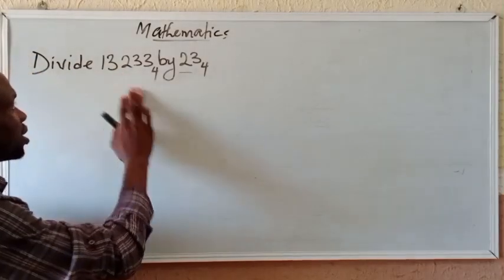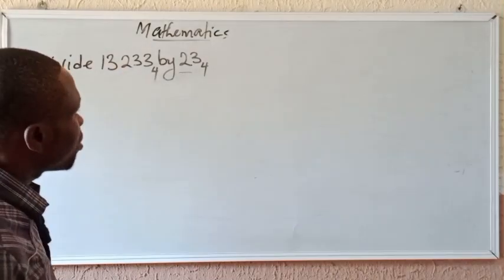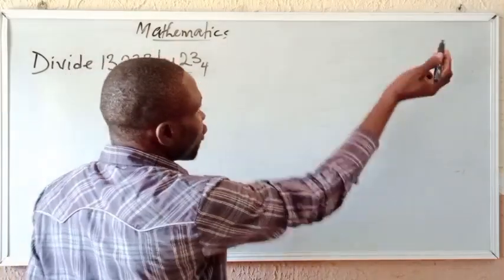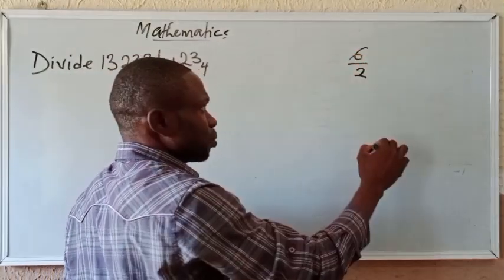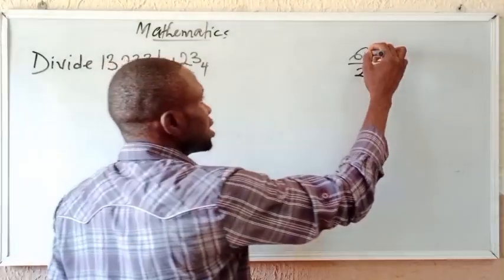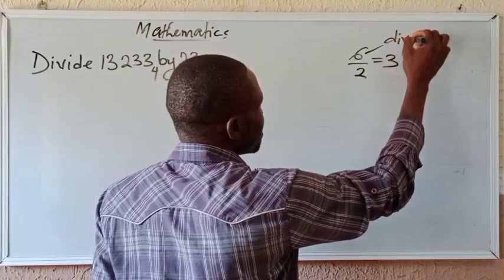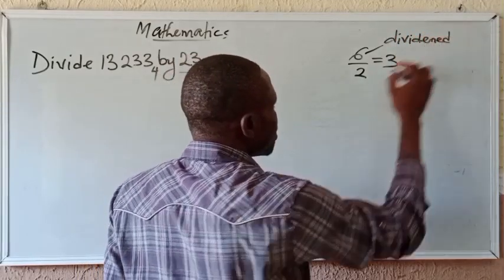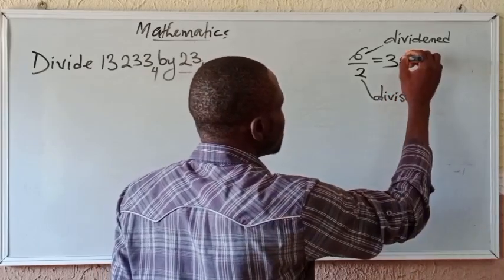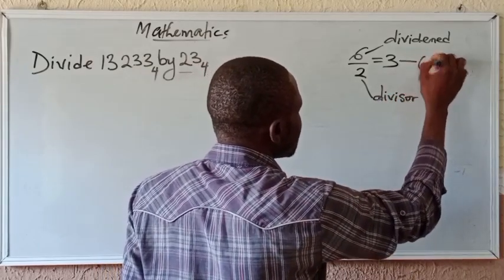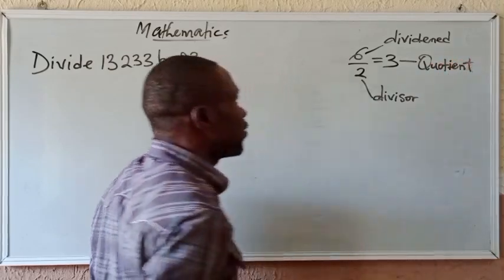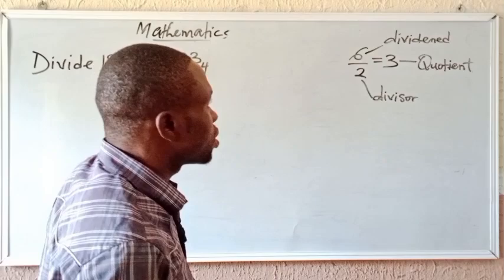Now we have to divide this by this. But before I do that, I'd like to quickly tell us this. Take for instance, if we have 6 divided by 2, it gives us 3. The 6 there is called the dividend. The 2 there is called the divisor, while the 3 there is what is referred to as the quotient.